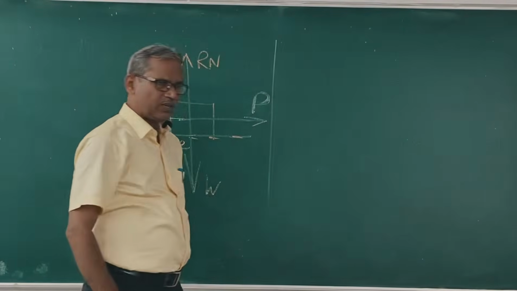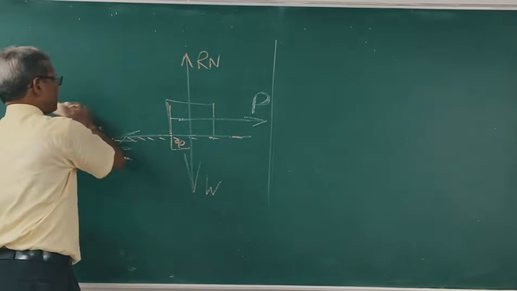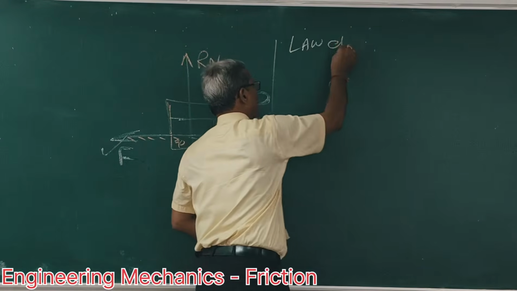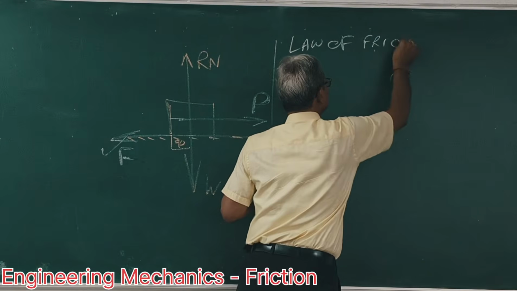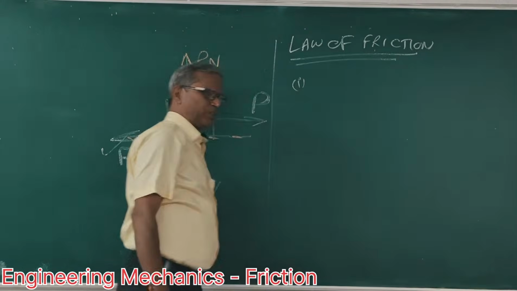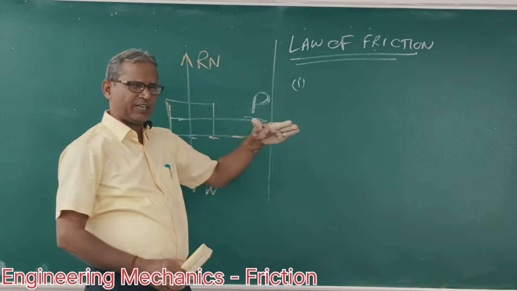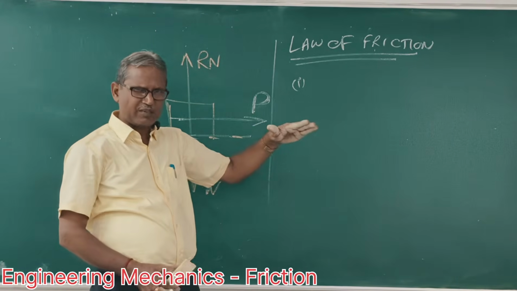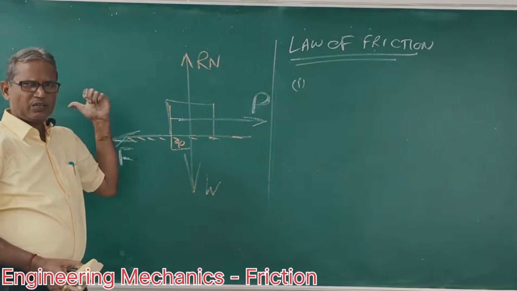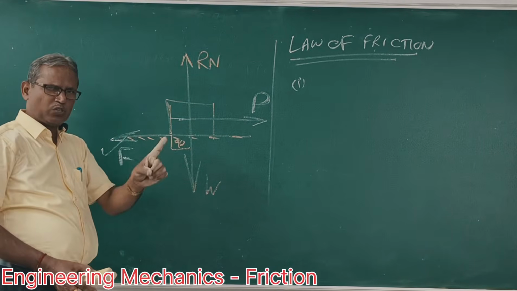Clear, this is called limiting friction. Now, what are the laws of friction? Number one: the body is acted on by a force towards the right side, the body tries to move towards the right side, and friction acts towards the left side. That means friction always acts opposite to the motion of the body.